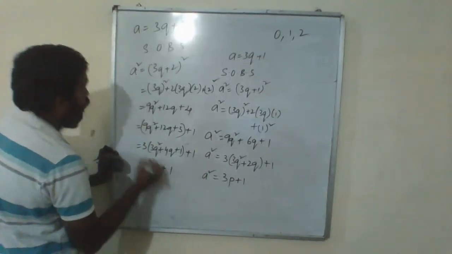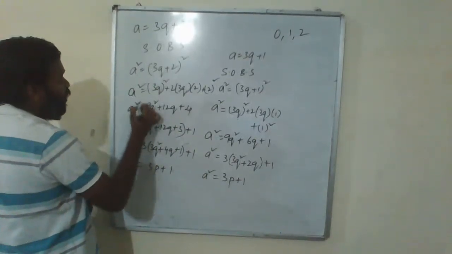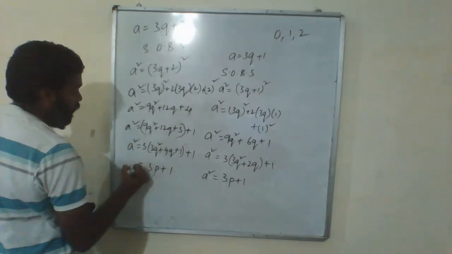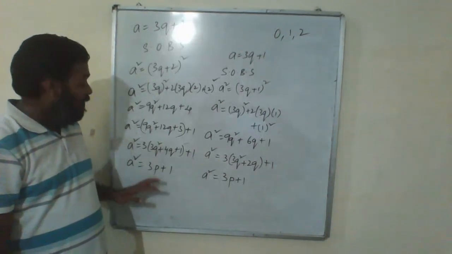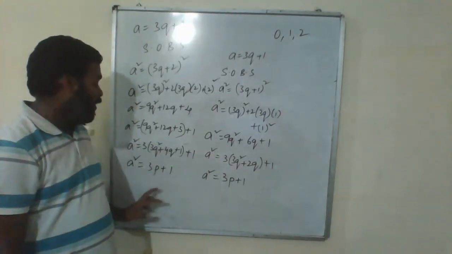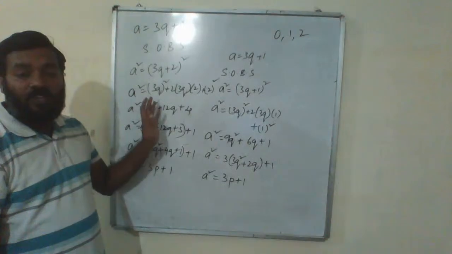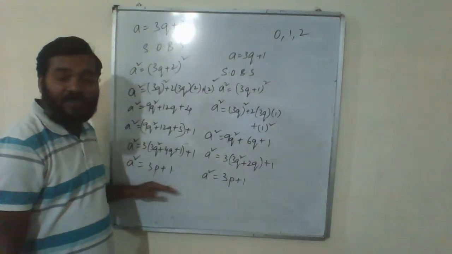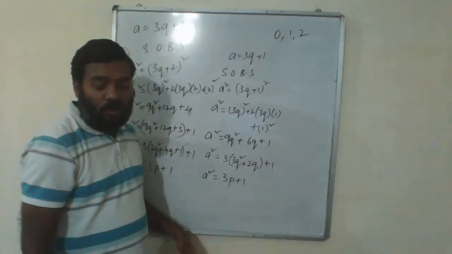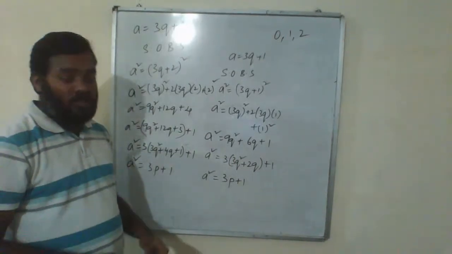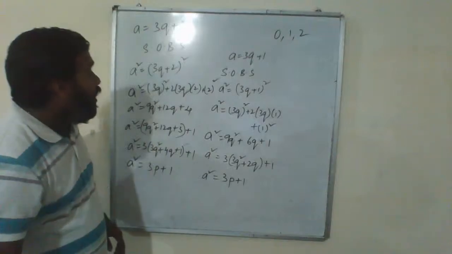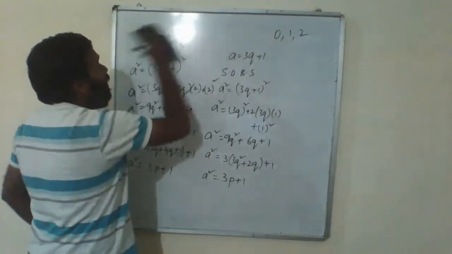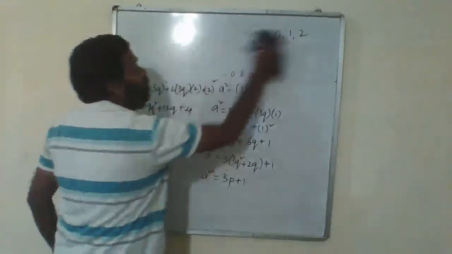That is 3p plus 1. From these 3 cases you can say that the square of the positive integer will be of the form 3p or 3p plus 1. In the first case we got 3p, in the second and third cases we got 3p plus 1. So we can say that the square of any positive integer will be of the form 3p or 3p plus 1. So let us see by taking some examples.